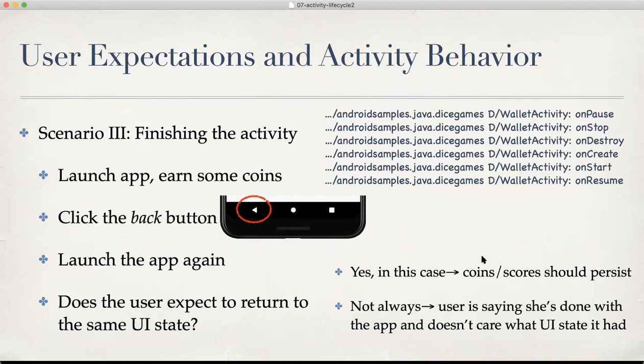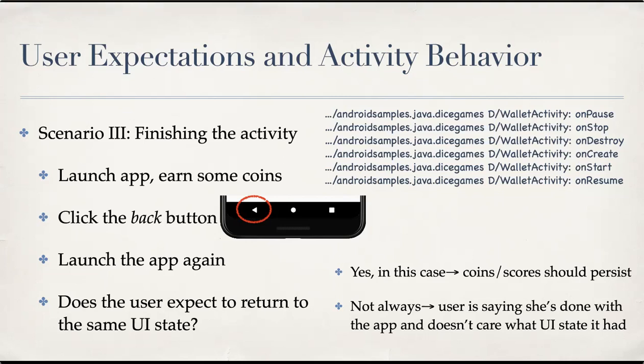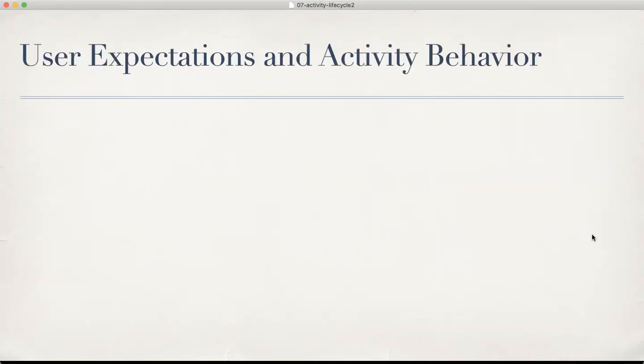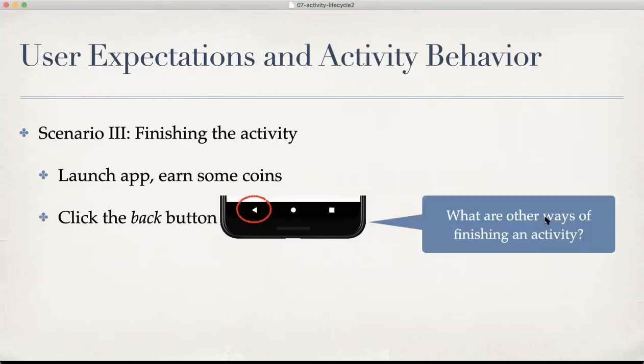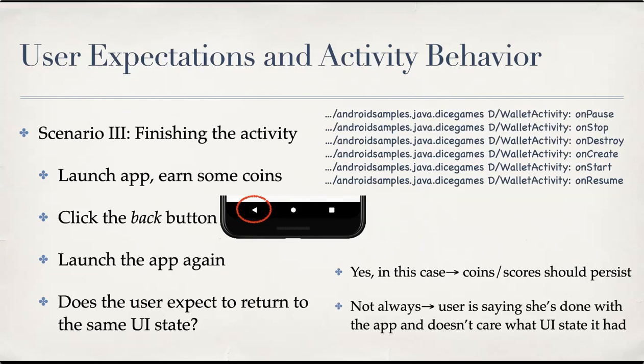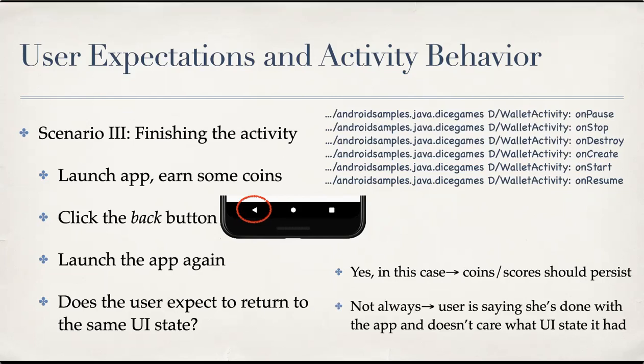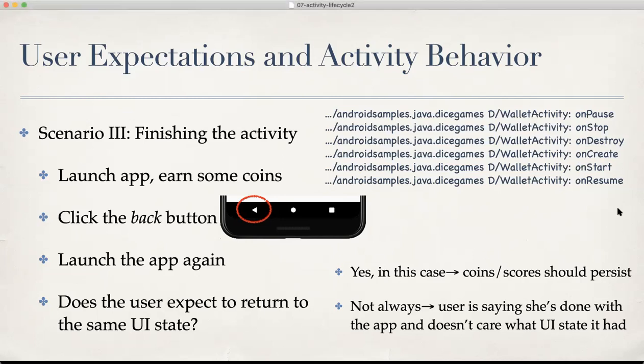So I think that example is an indication of what needs to be done in that case. The data has to be somehow externally stored. So we'll come to solving this problem a little later, but we'll try and solve the previous two problems, that is the rotation and process death, in the next few slides. Okay, but yeah, this is what the user expects.